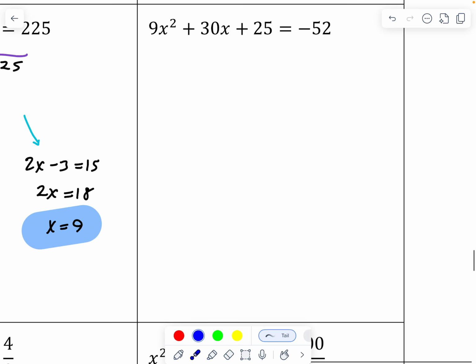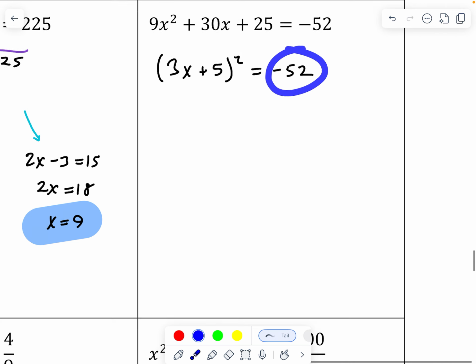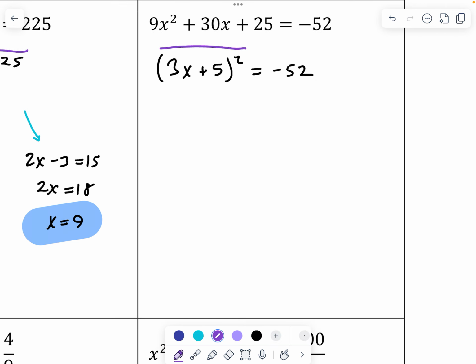All right, as promised, this is a perfect square trinomial. It can be factored to 3x plus 5 squared equals negative 52. So back to a non-perfect square number, and it's going to be negative, which means we will have i's in our solution. Square root both sides, plus or minus. So we have 3x plus 5 equals plus or minus root negative 52.